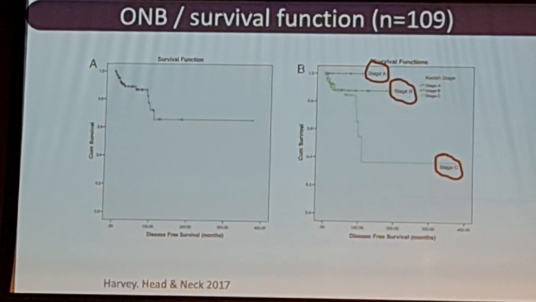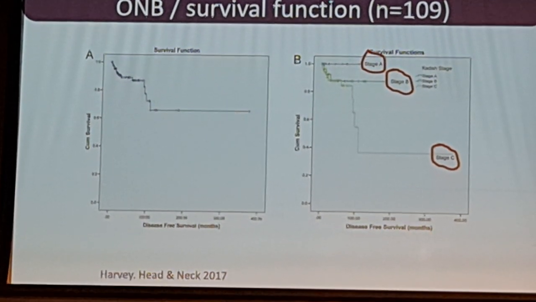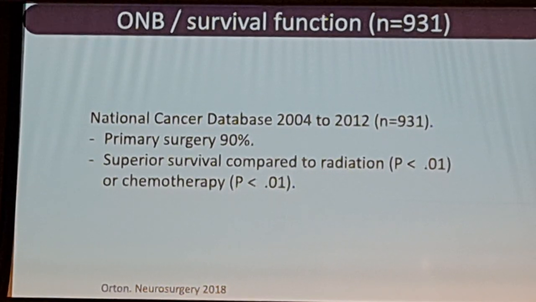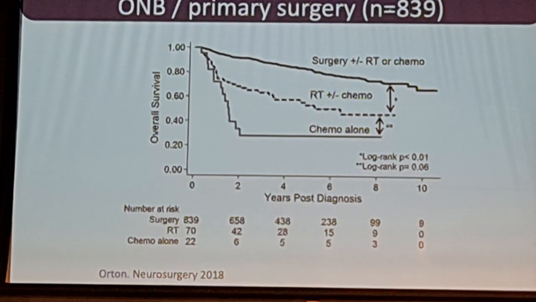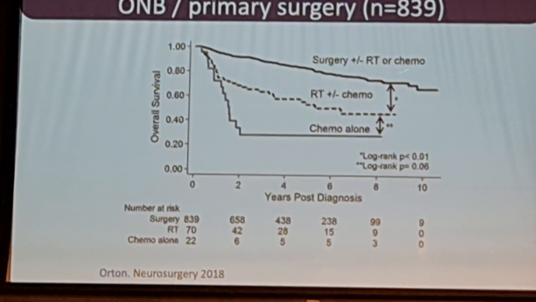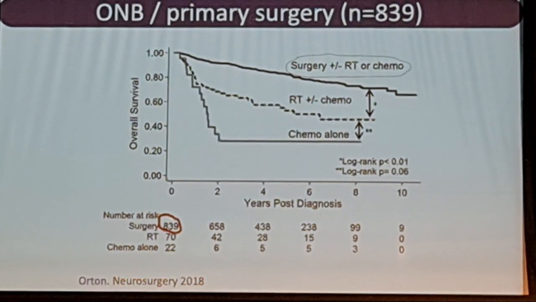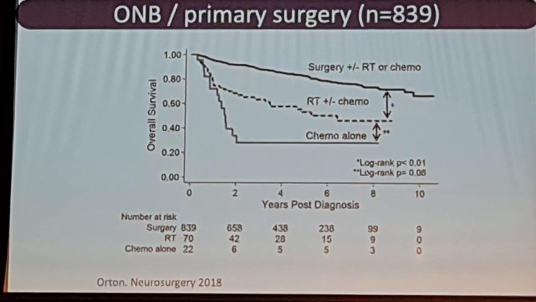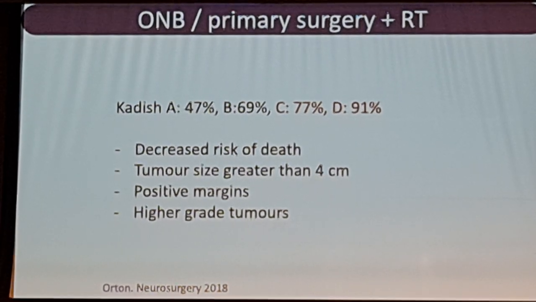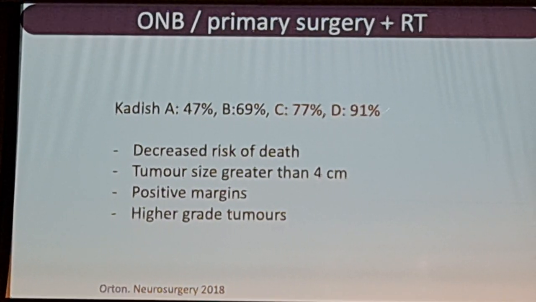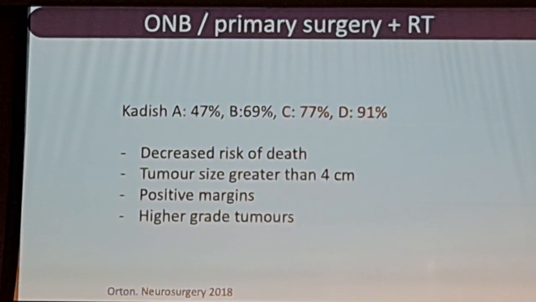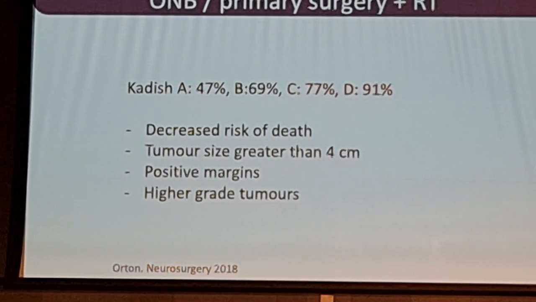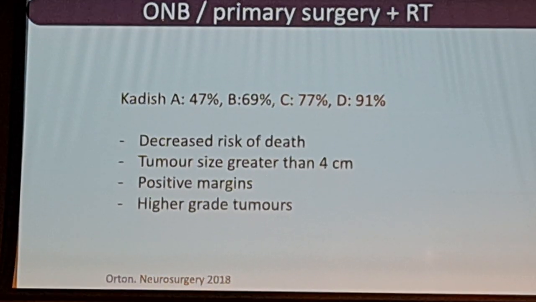This is the survival for different stages of esthesioneuroblastoma. You see it is better in Kadish A than C. In big series, surgery with or without radiation or chemotherapy is used in most cases, radiotherapy alone in very few cases, and chemo only for palliative patients. With more Kadish C and D, more radiotherapy decreased the risk of death. It is indicated for tumor greater than 4 centimeters, positive margins, and high-grade tumor. So in these patients, we indicate radiotherapy.